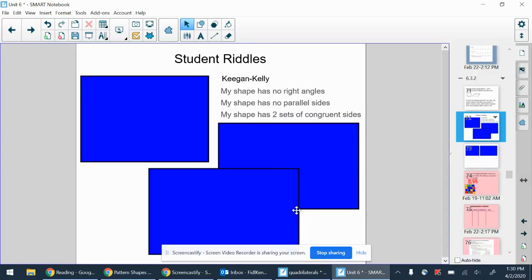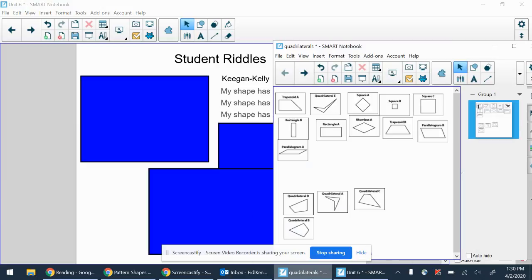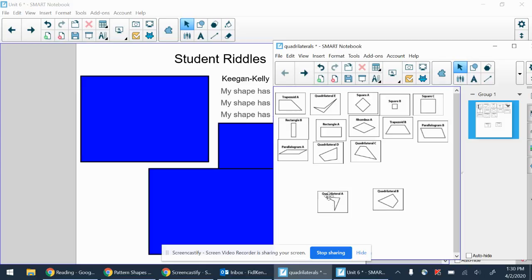My shape has two sets of congruent sides. Two sets of congruent sides, meaning that there's two different pairs of congruent sides. So I can tell on quadrilateral D, there's no congruent sides. So I'm going to get rid of that one. And same with quadrilateral C. But if I look at A, this line and this line are congruent. So there's one pair. And this line and this line are congruent. So it could be quadrilateral A, or it could be B, because this longer side is congruent to this longer side, and the two shorter sides are congruent.